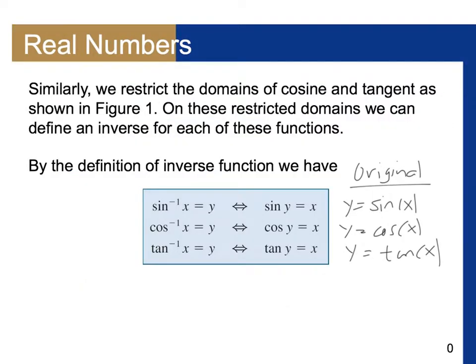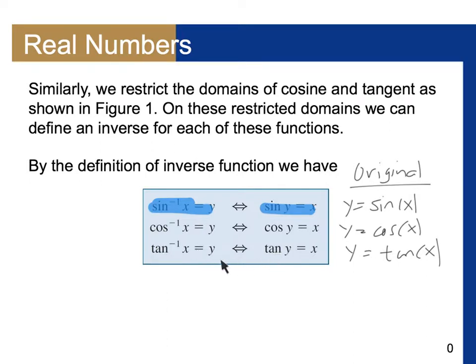Remember we defined y equals inverse sine of x as being the same as x equals sine of y, and that comes from starting with y equals sine of x as our original trig function, switching x and y to get the inverse, so x equals sine of y, and then we solve for y to get y equals inverse sine of x. And then the same for cosine and tangent. We start with y equals cosine of x, we switch x and y to get x equals cosine of y, and then we write y as inverse cosine of x. We start with y equals tangent of x, we change x and y to get x equals tangent of y, that's our inverse function, and then we get y by itself to get y equals inverse tangent of x.